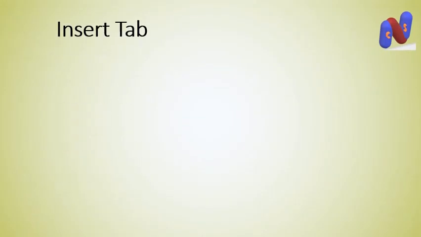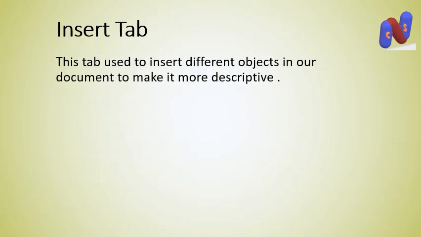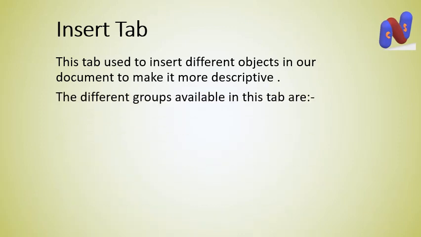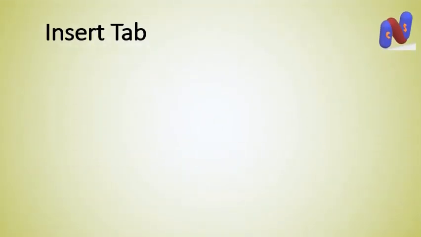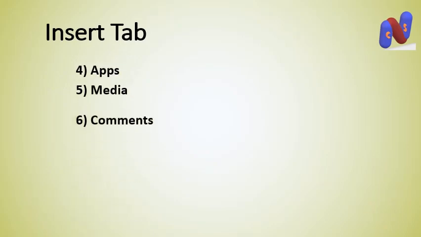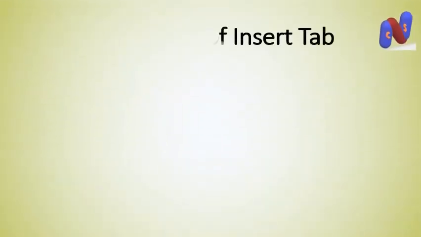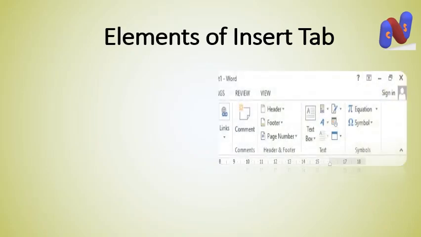Now insert tab. This tab is used to insert different objects in our document to make it more descriptive. The different groups available in this tab are page, table, illustration, apps, media, comments, header and footer, text, symbols. Those are the groups of insert tab.